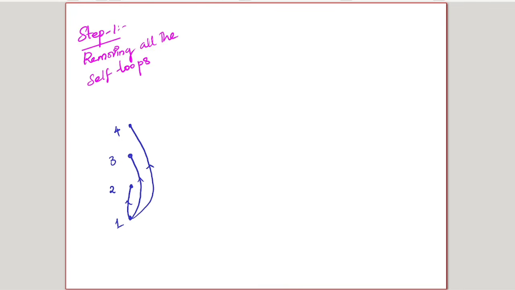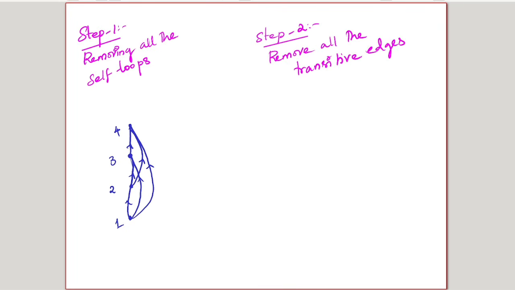Next one 2 to 2 we can remove it since it is a loop. 2 to 3 will be there, then 2 to 4 it is there, then 3 to 4 is there. 3 comma 3 we can remove, 4 comma 4 we can remove. So this is the figure we get in first step. Then in step 2 we are going to remove all the transitive edges.